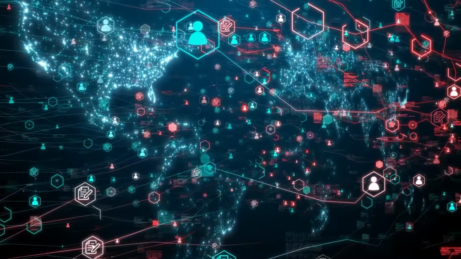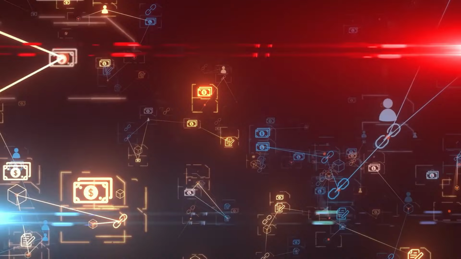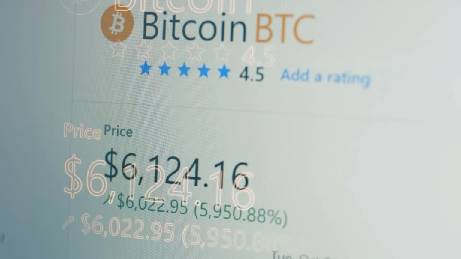Does the project solve a real problem in the blockchain space? Does it offer a unique value proposition compared to existing solutions? A clear purpose with a strong market fit increases the project's chance of success.